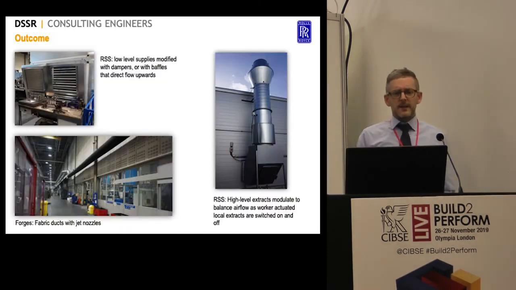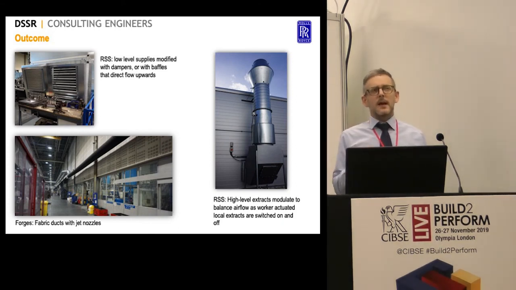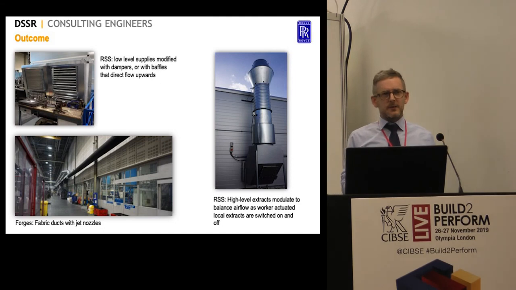So how do we achieve this? We achieve this with high-level extracts in RSS. These extracts are on or off, depending on what local extracts are running at the time. We adapted the low-level supplies, providing baffles and dampers that could be adjusted. And we added fabric ducts into the forges to get cold outside air into the environment. So that concludes my talk today. Thanks very much for listening.